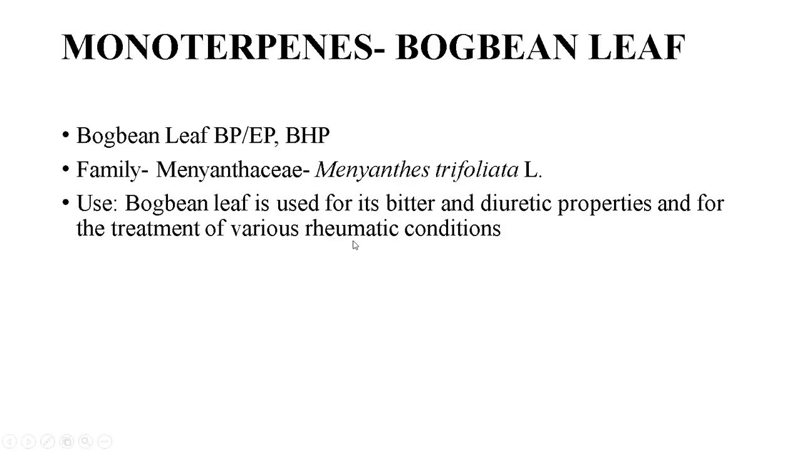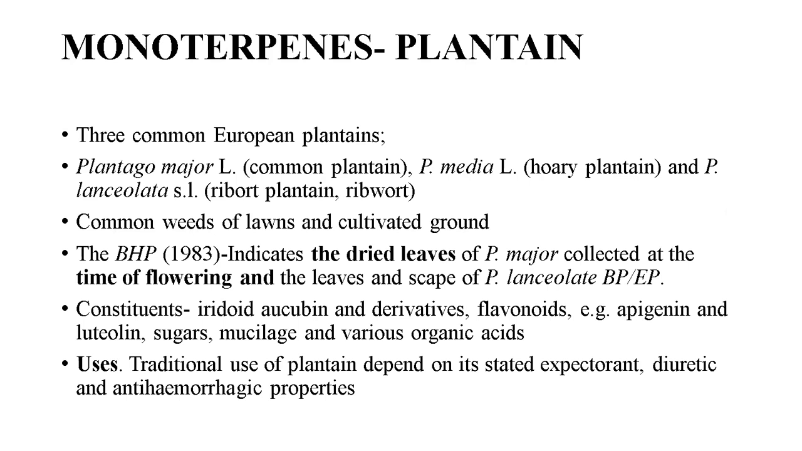So this will be used as a bitter tonic, and also it's very important to know that it's the only group that is used for rheumatic conditions. That's the bog bean leaf. If there is one takeaway message, it is that it's used to treat rheumatic conditions. The next one I'll tackle is the plantain.